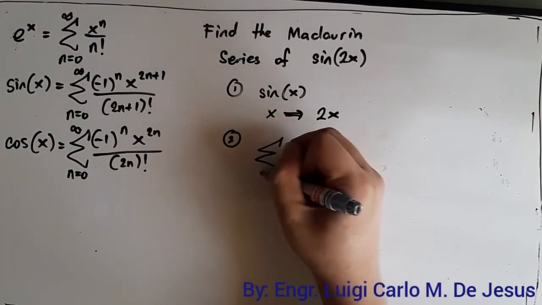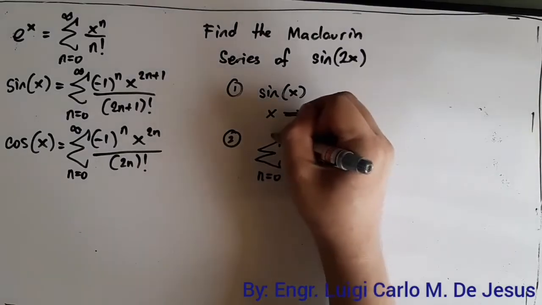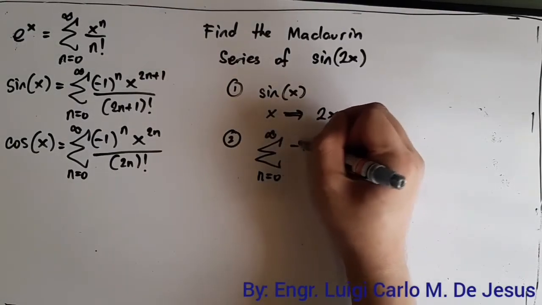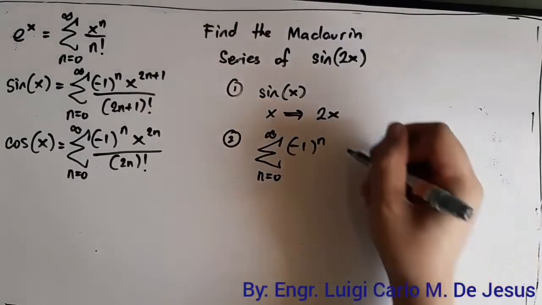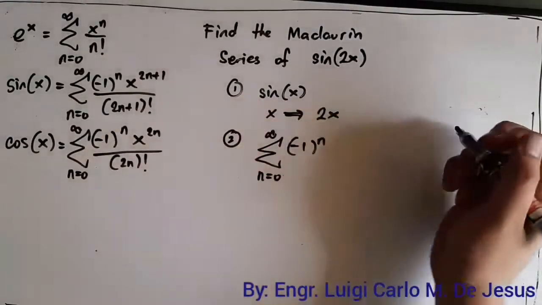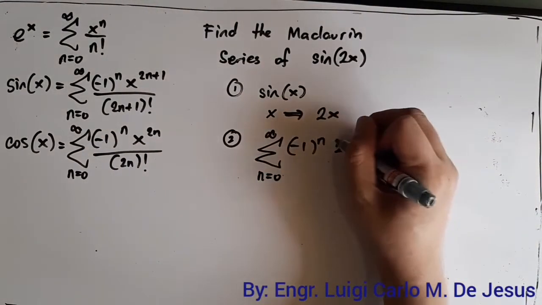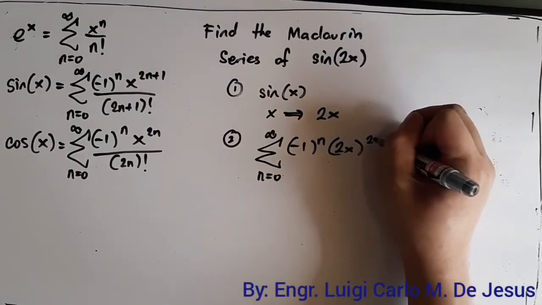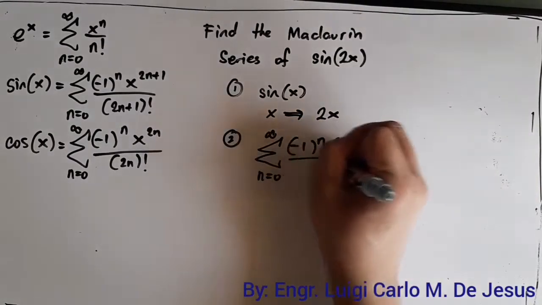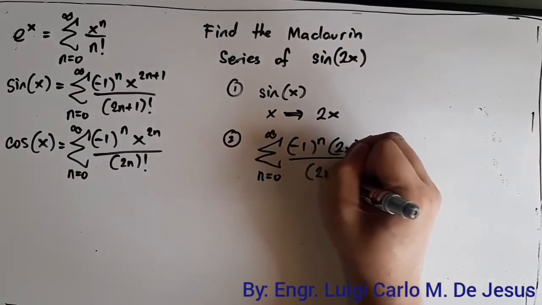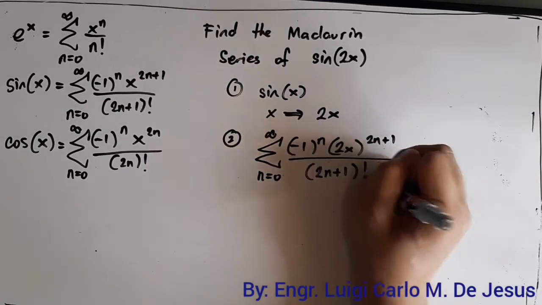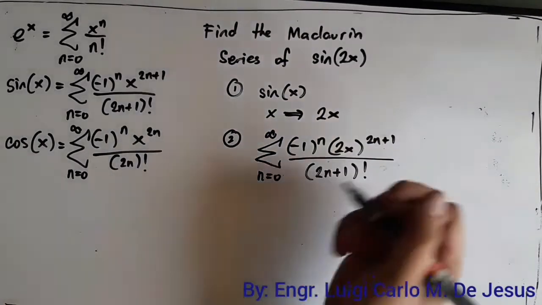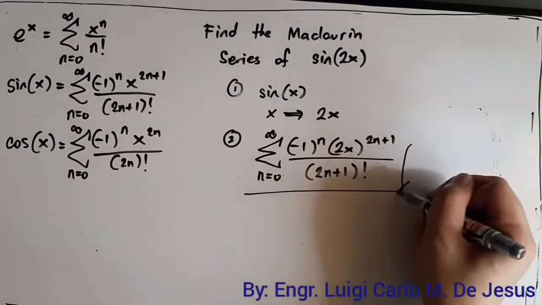In doing so, our step 2 will become the summation of n equal to 0 up to infinite, negative 1 raised to n. Now, the x will become 2x. All of them will be raised to 2n plus 1, all over 2n plus 1 factorial. Well, this is enough already for the answer.